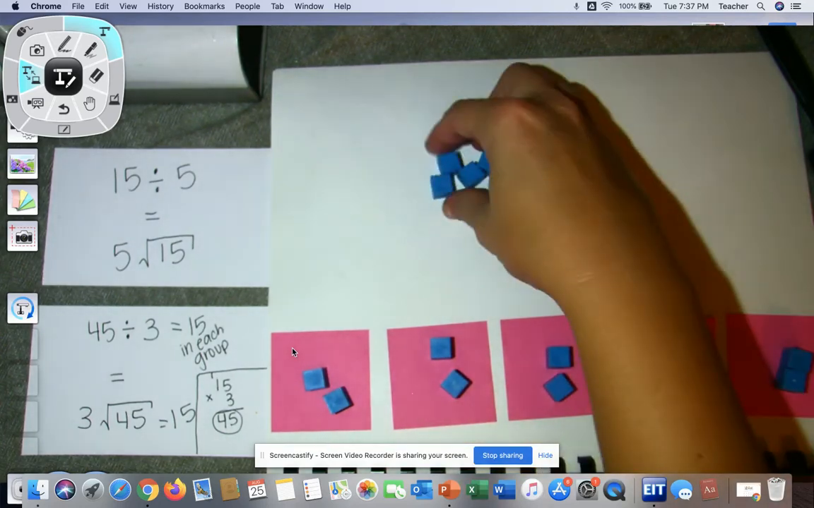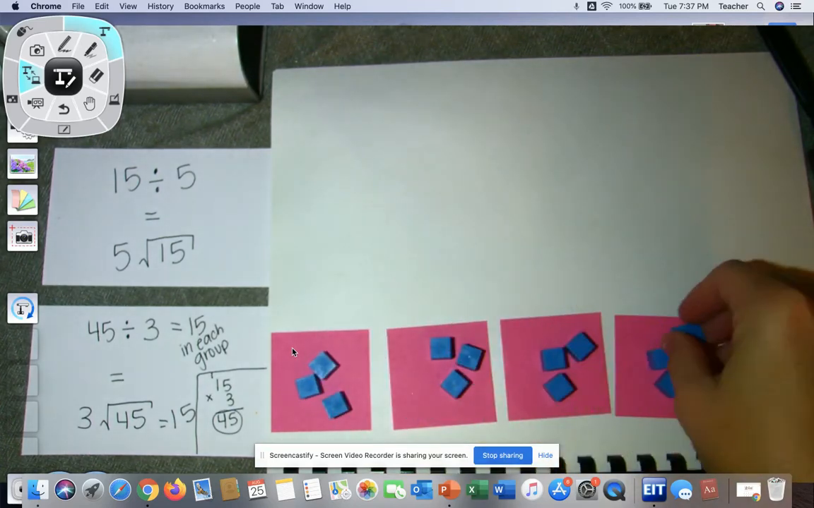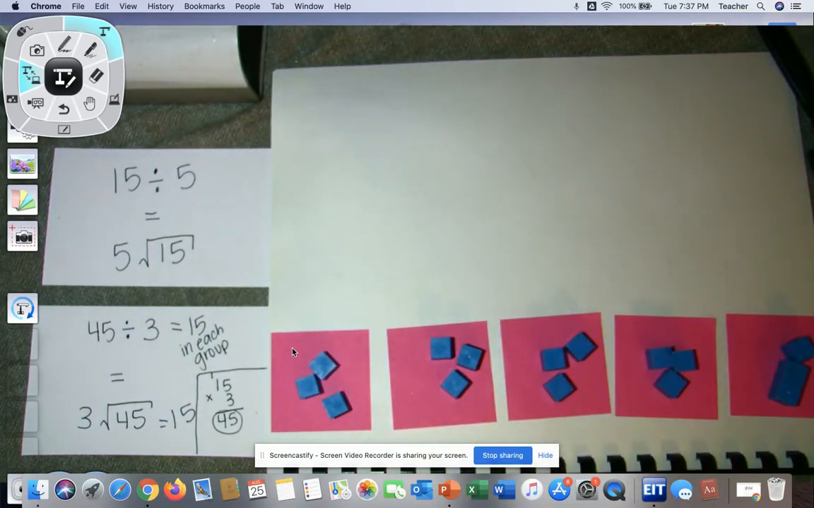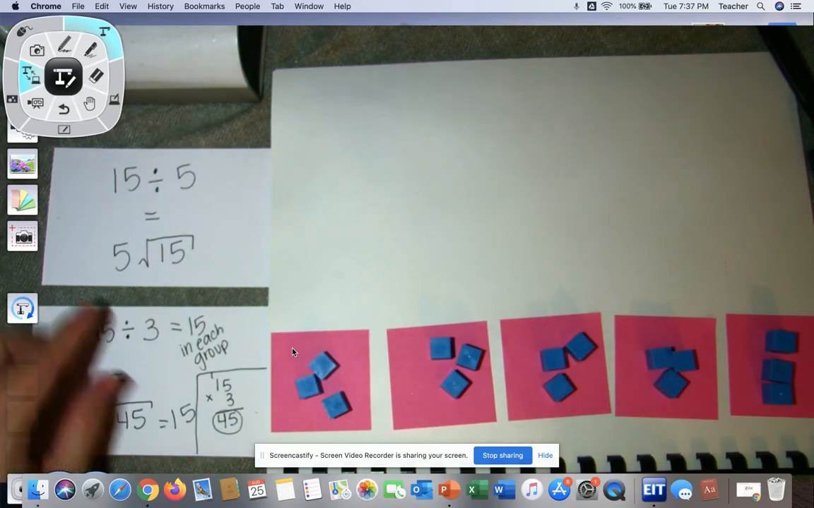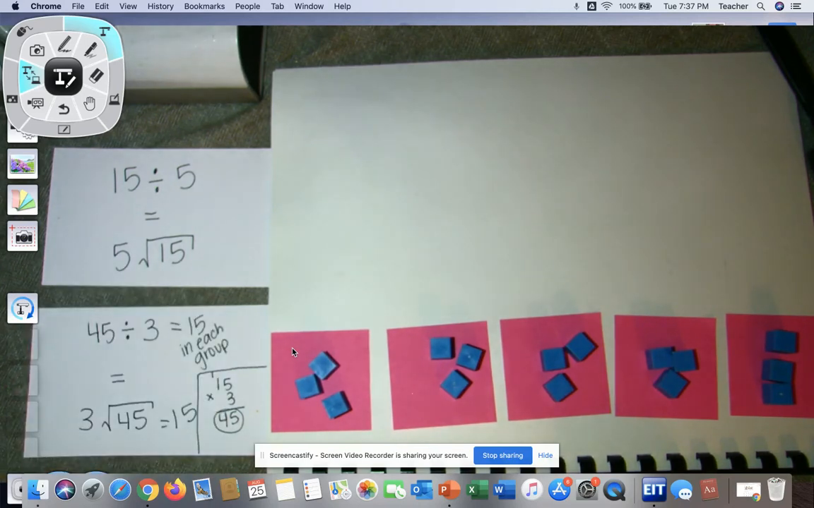And like I said before, when we get further into 5th grade, we're not necessarily going to be relying on models to do our division. We are going to be relying on our mathematical knowledge and the fact that multiplication is the inverse of division. So if we know our multiplication facts, we will be able to figure out our division facts.